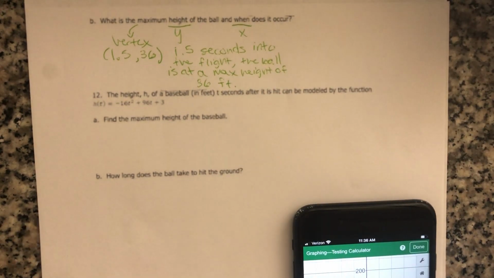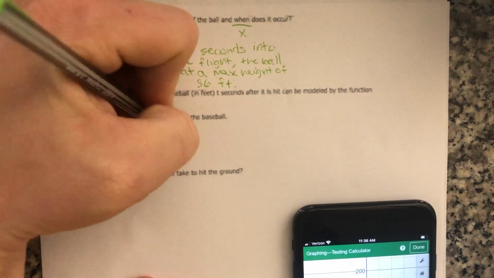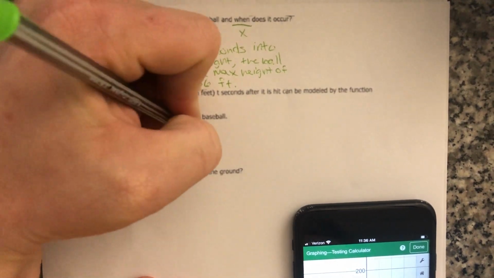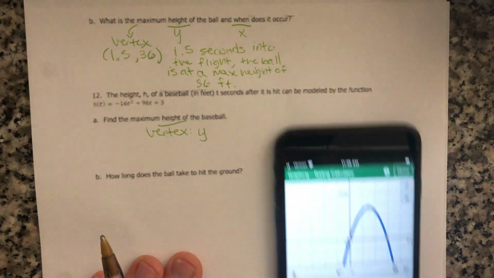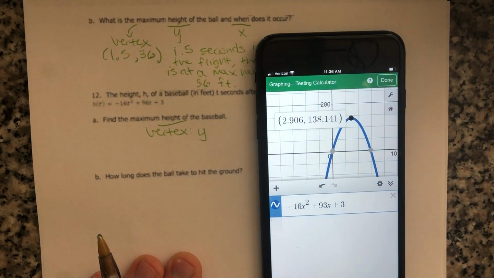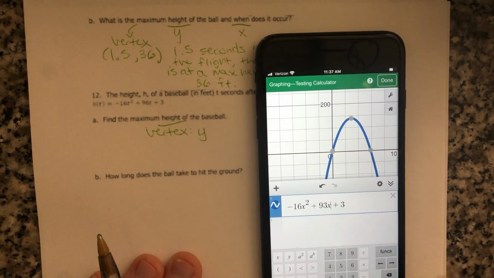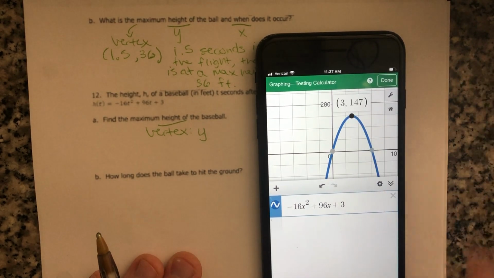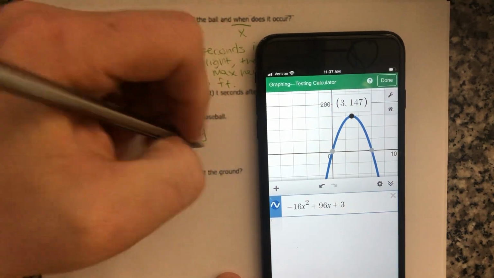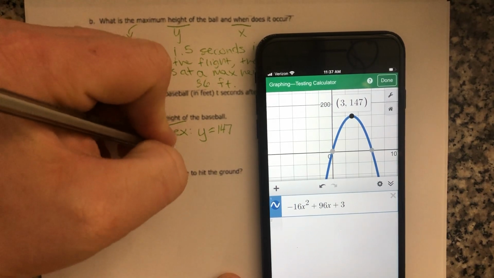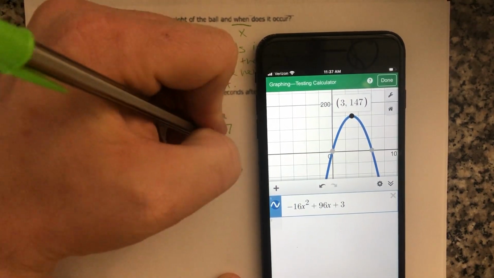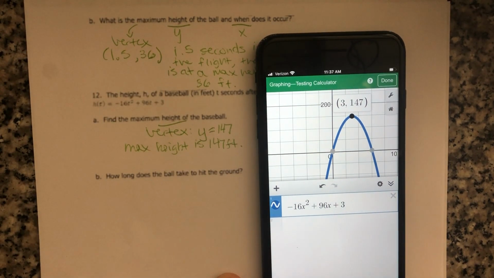So to find the maximum height of the baseball, we're looking once again for the vertex, but this time we only care about the y. They didn't ask us when, they just had said what's the height. So if I go back to Desmos, click on my vertex, that highest point, all I really care about is my y. And actually, if you see my numbers are a little off, it's because I typed it in wrong. So it should say 96 right there. So if I click on that, my y value is 147. So what that tells me is my maximum height is 147 feet. And that's part A.